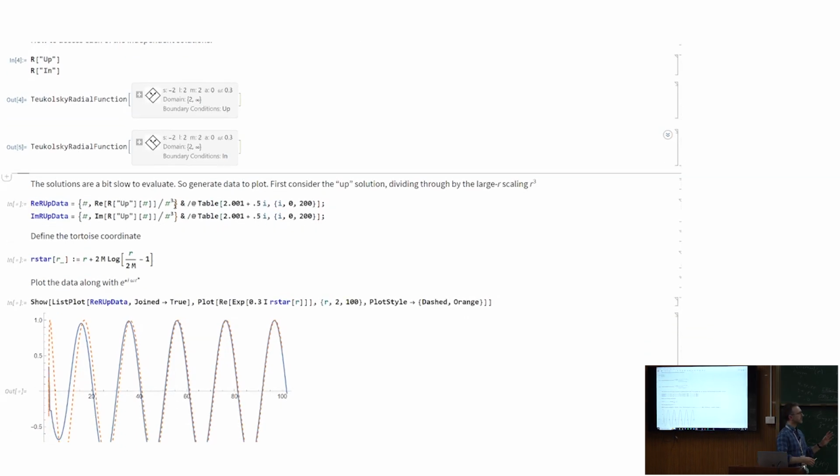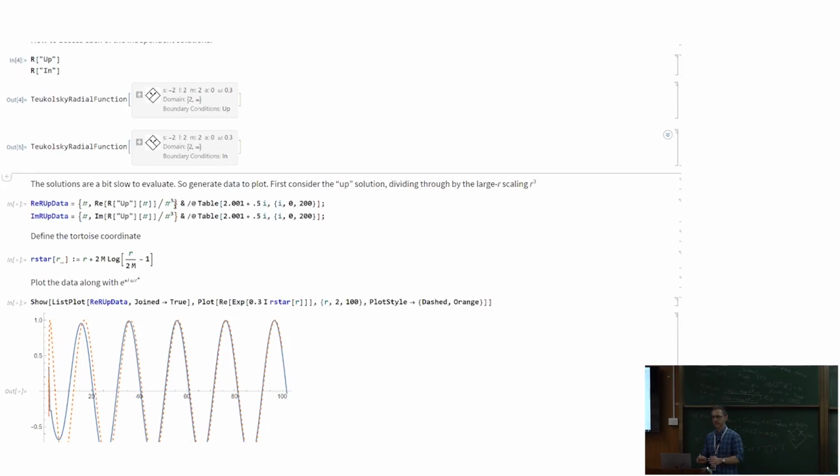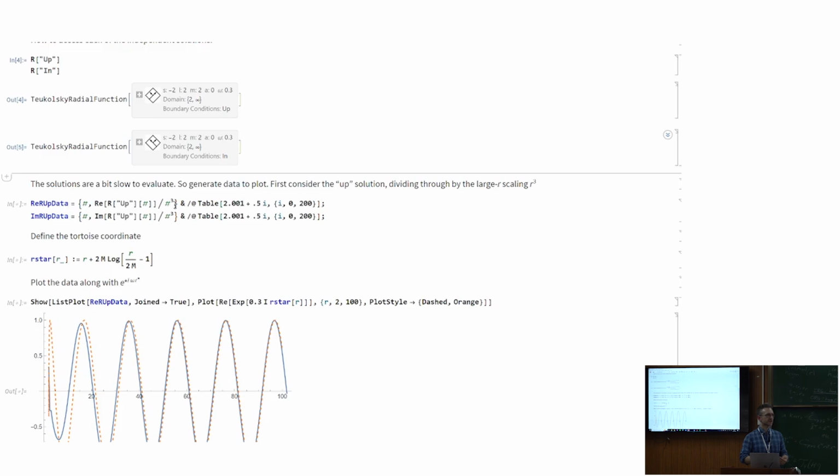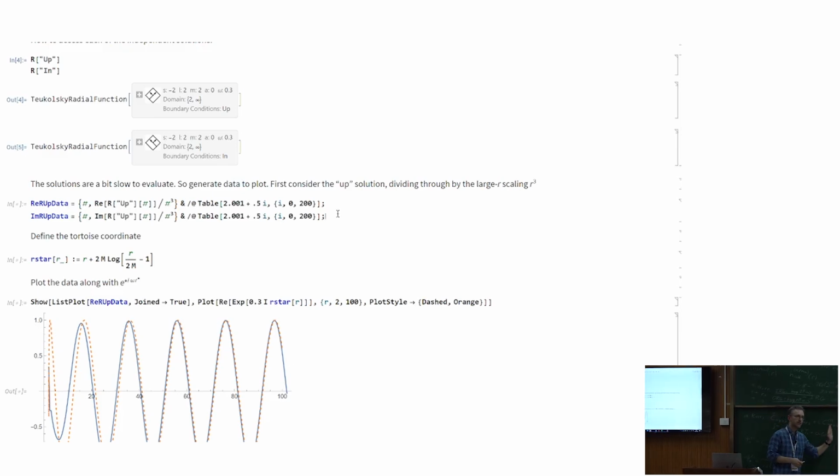Now, this Teukolsky package is very good and fast at doing certain things. It is not that fast to generate this as a function of r for lots of different values of r. So for example, I want to plot the in solution and the up solution as functions of r. If I just tell Mathematica to plot it, it's going to take a really long time, because really, this Teukolsky package is optimized to give you just the amplitudes at infinity and the amplitudes at the horizon, not to get the solution everywhere as a function of r.